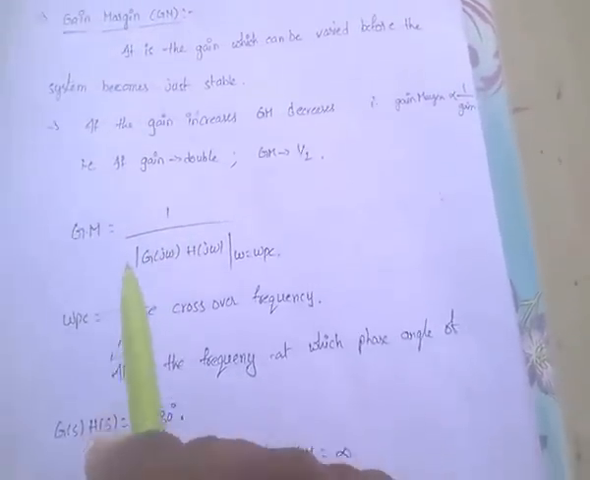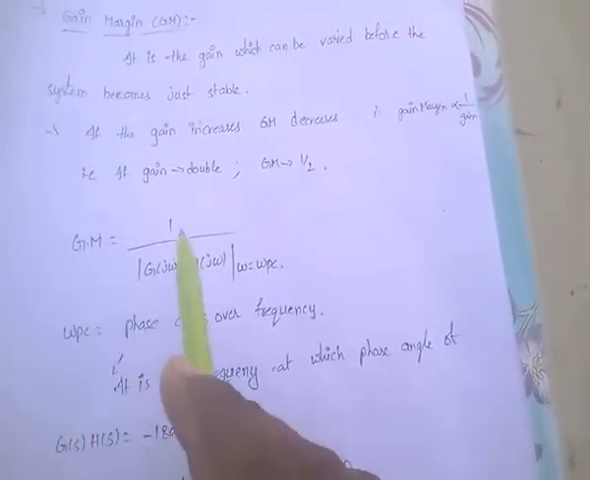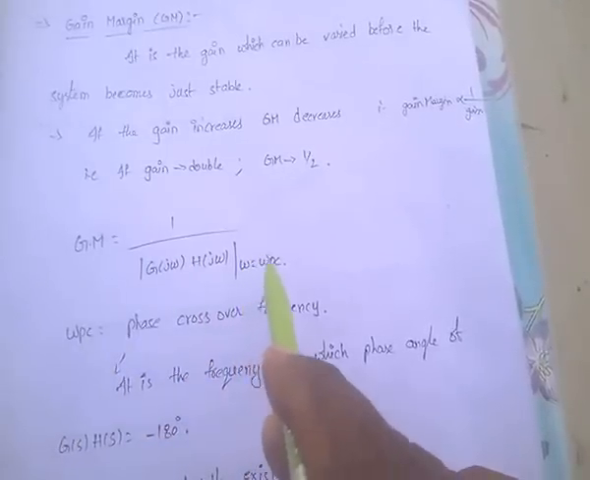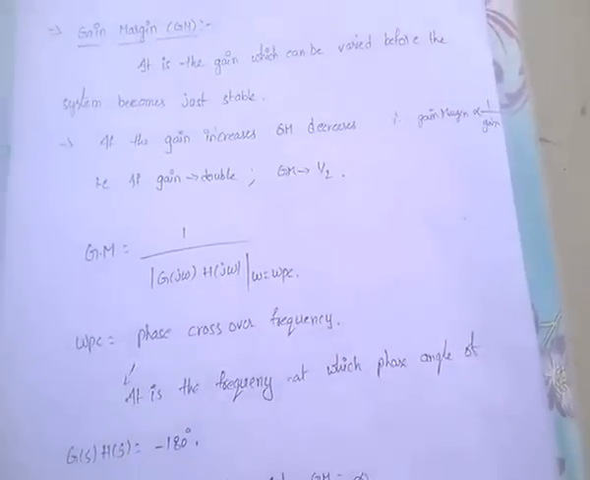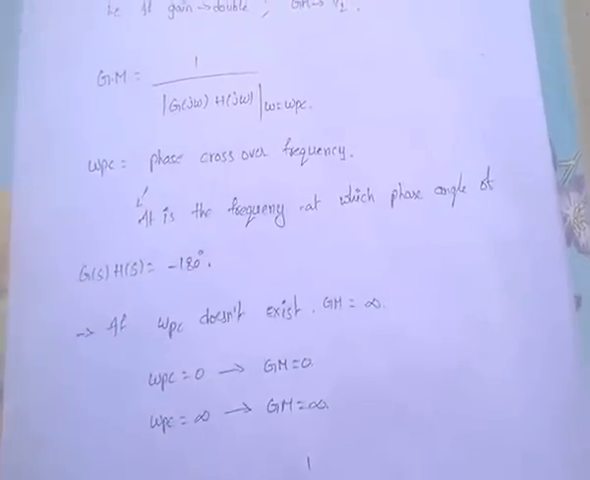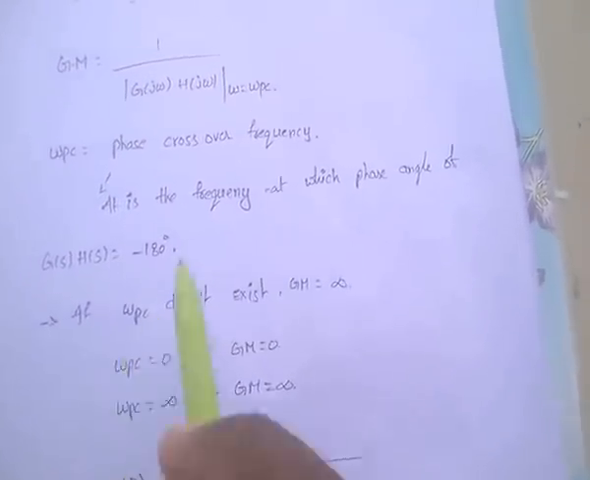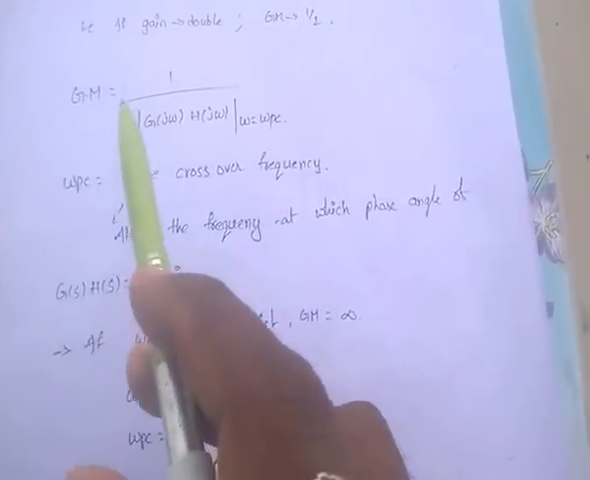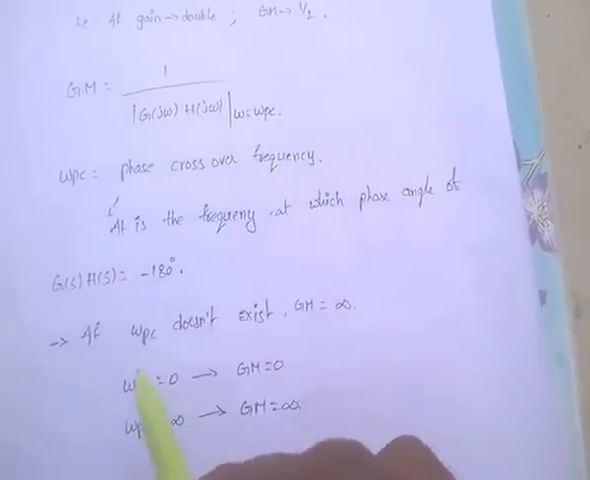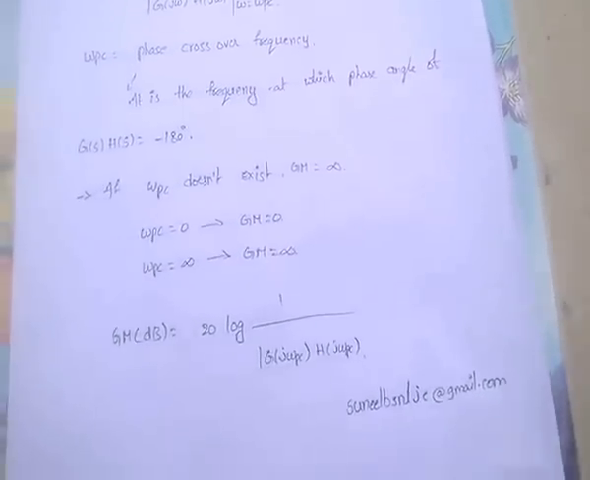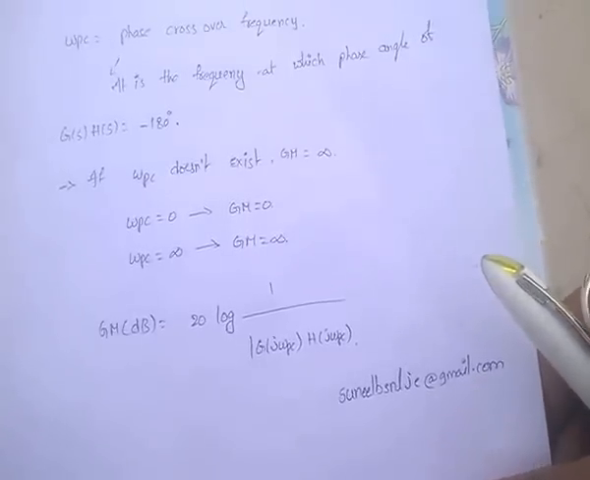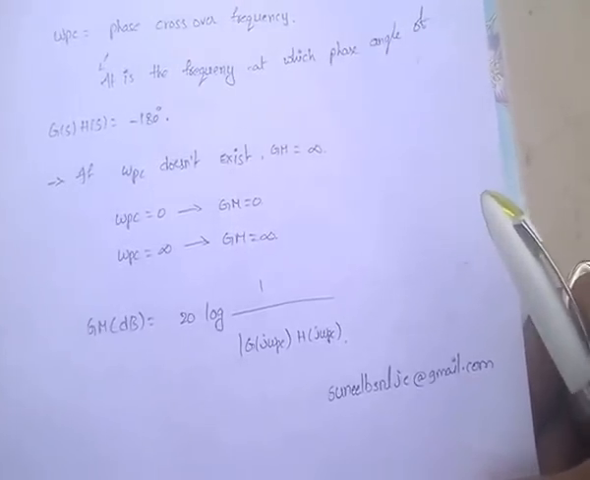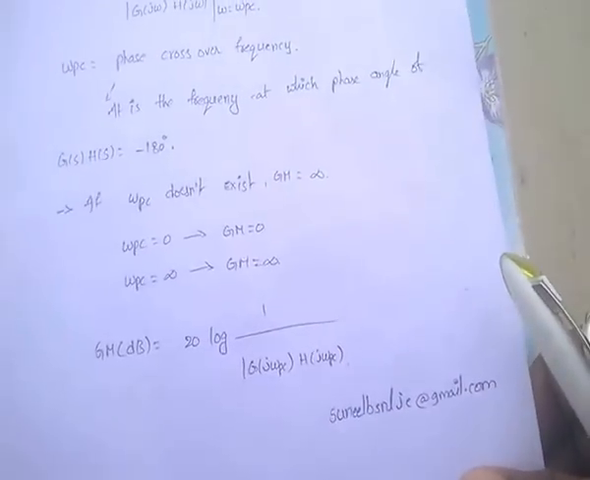Gain margin is the magnitude at omega equal to omega pc. What is omega pc? Phase crossover frequency. It is the frequency at which the phase angle of G of s and H of s equals minus 180 degrees. If omega pc does not exist, the gain margin also does not exist, that is infinity. If omega pc equals 0, gain margin is 0. Omega pc equals infinity, gain margin is also infinity. And gain margin in dB is equal to 20 log of 1 by magnitude of G of j omega pc and H of j omega pc.